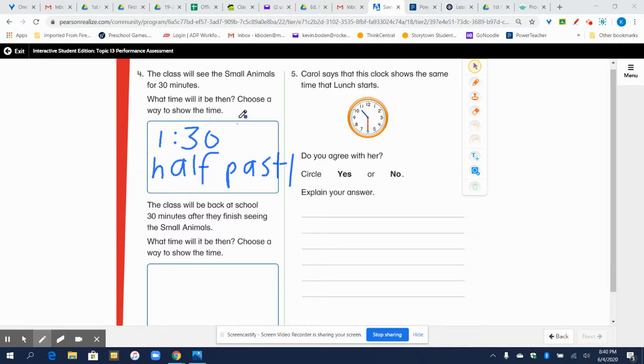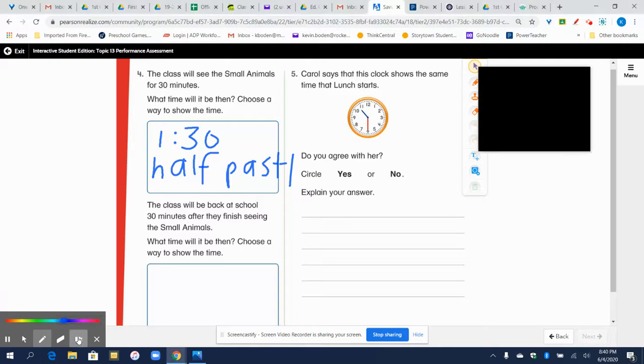That sounds very similar to the question we did up here. The class will see the small animals for 30 minutes. What time will it be then? Okay, good. So it was 1:30 up there. Now the class will be back at school 30 minutes after they finish. So they finished seeing this at 1:30, didn't they? So they finished showing that.